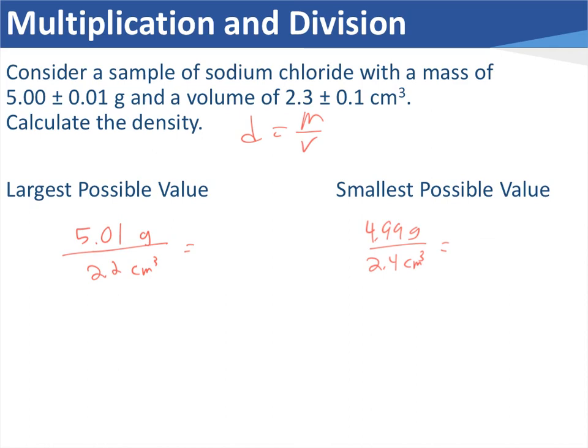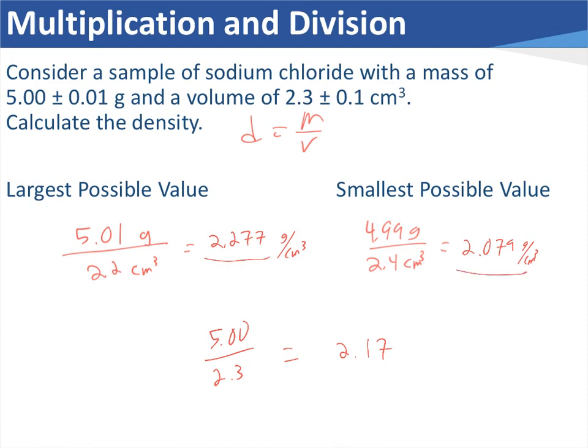All right, did you do the math? Okay, so 5.01 divided by 2.2, my calculator tells me is 2.277 grams per centimeter cubed. And my calculator tells me that 4.99 divided by 2.4 is 2.079 grams per centimeter cubed. But what if I just took 5.00 divided by 2.3 using the original numbers? Well, my calculator tells me 2.17. Do you think that 2.277 and 2.079, if we took an average, would be about 2.17?